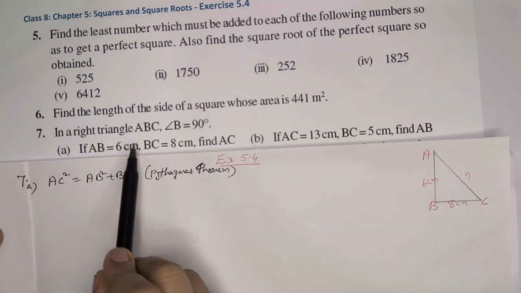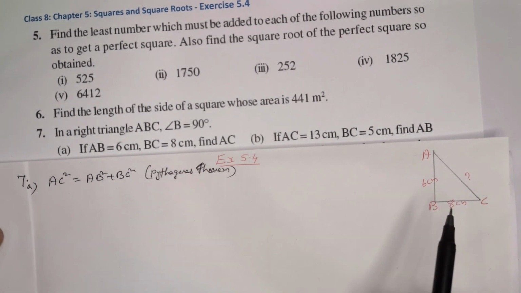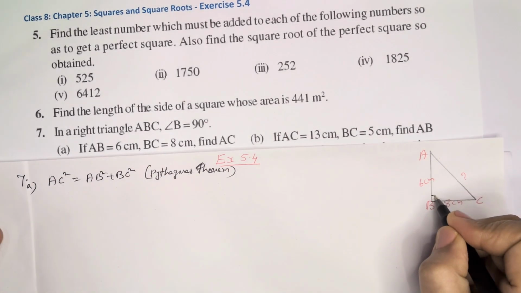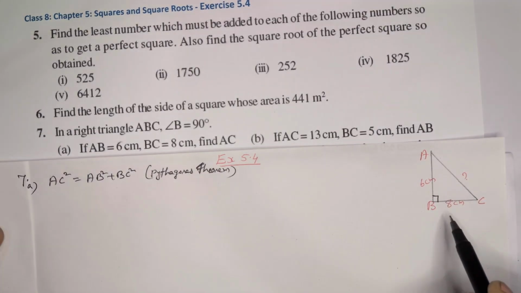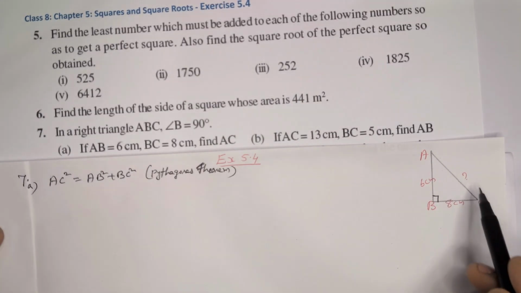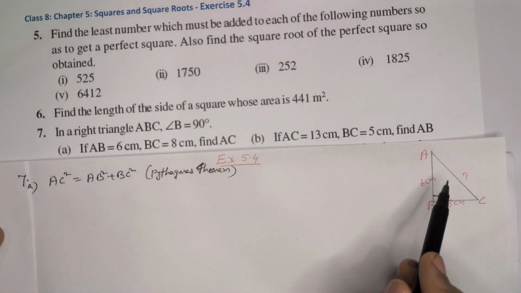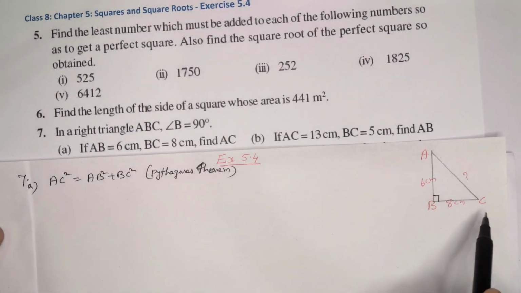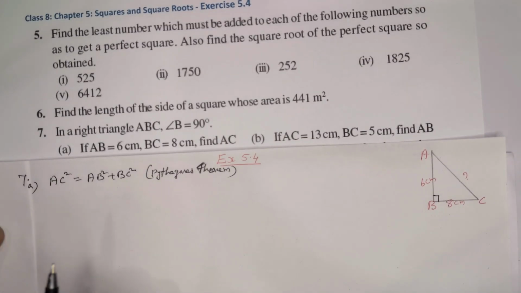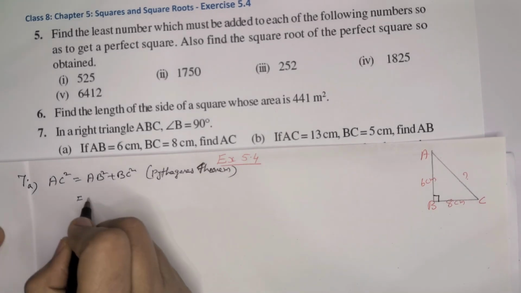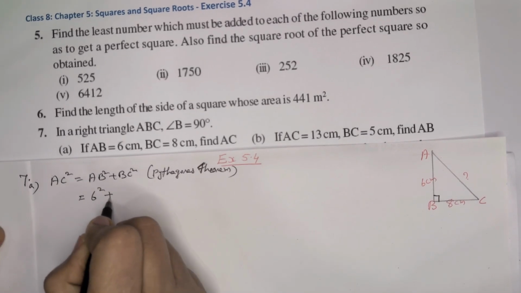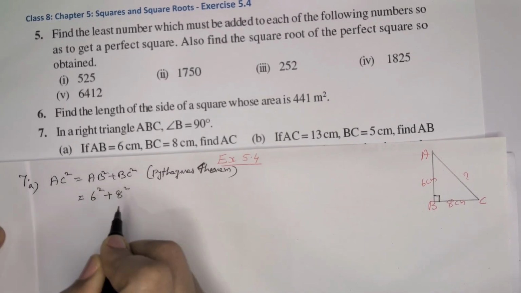So in the question, in a right triangle ABC, angle B is equal to 90 degrees, and AB is 6 centimeters, BC is 8 centimeters. Find AC. We know that AC square is equal to AB square plus BC square by Pythagoras theorem. So here AB is given as 6 square plus BC is 8 square.